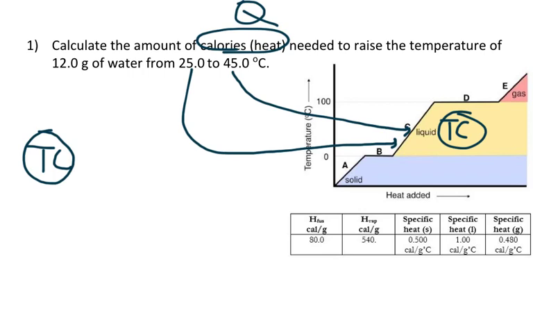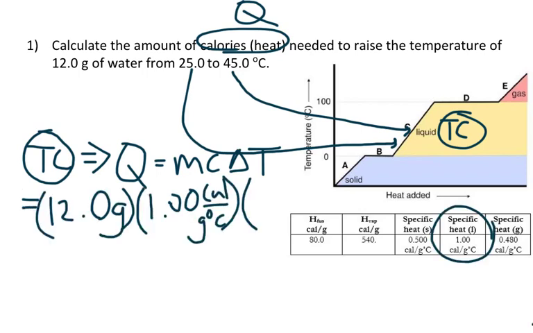Since that area of the curve represents a temperature change, we're just going to do a simple temperature change calculation, which is Q equals m, which is the mass, times c, which is the specific heat, times delta T, which is the change in temperature. So in this particular problem, if we plug in the mass as being 12 grams and the specific heat of liquid water, since we're in the liquid portion of the graph right here, we have to make sure we use the correct specific heat value. And then we're going to multiply by the temperature change, which is T final minus T initial.